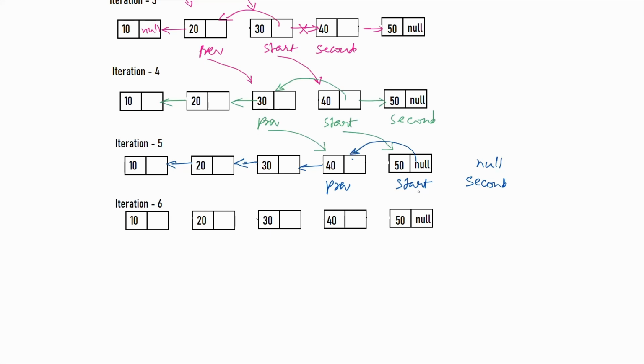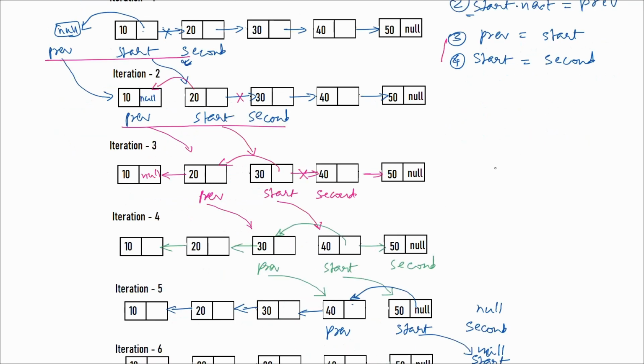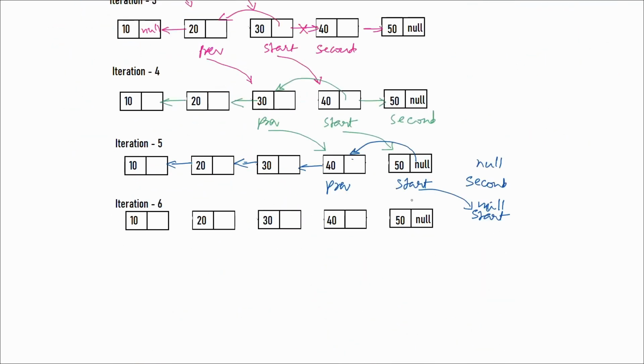So now what is going to happen? Start is going to hold null now, as the first statement. Start is going to hold null now, and previous is going to point this. So what is going to happen in this next iteration? It is going to be reversed. So as we can see, the linked list has been reversed.